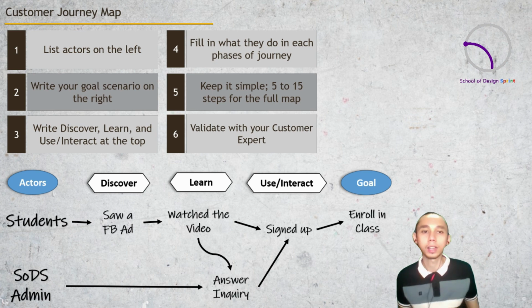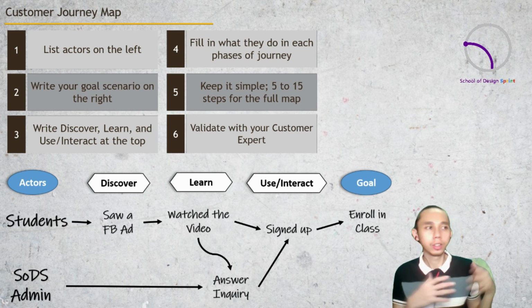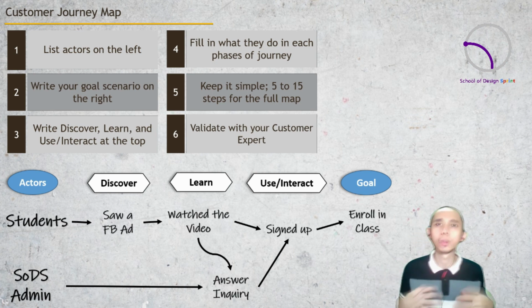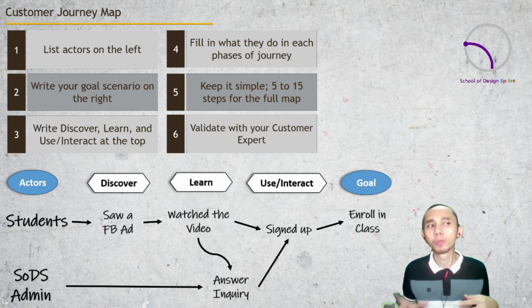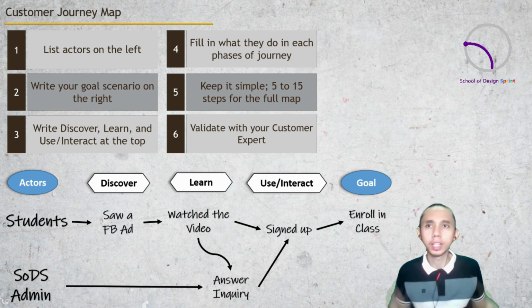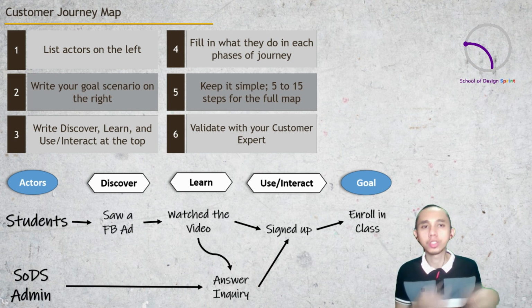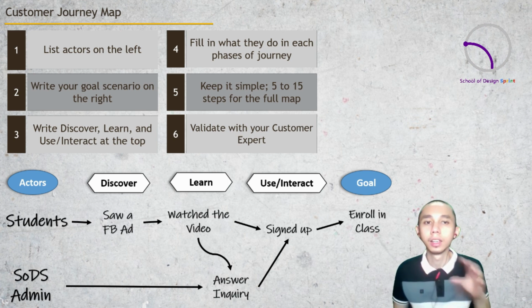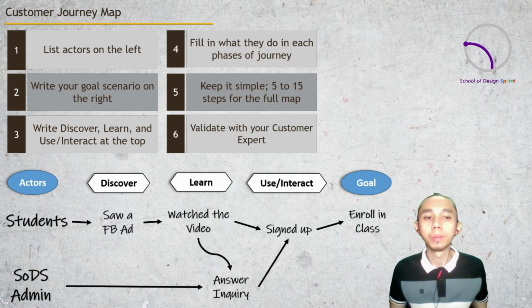The back scene of us would be in between discover and learn. We're creating our ads, we're sending you email blasts, right? And then we are answering your questions, your inquiries, and then we've sent you the Google form. So that's on the back end. And then the goal would then be you enrolled in our program. So that's our customer journey map.